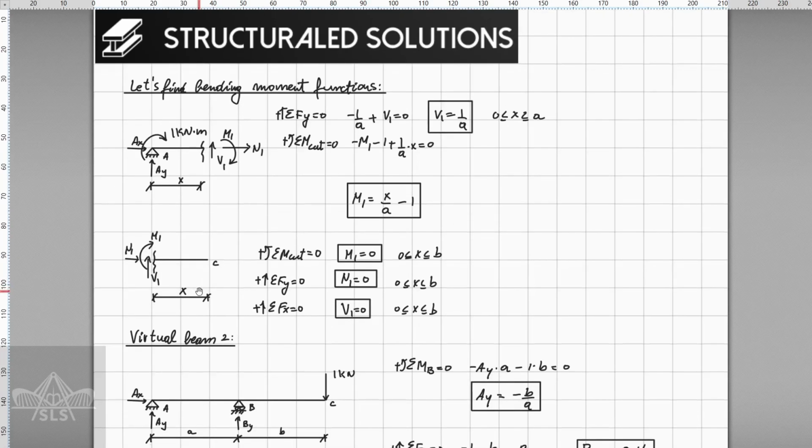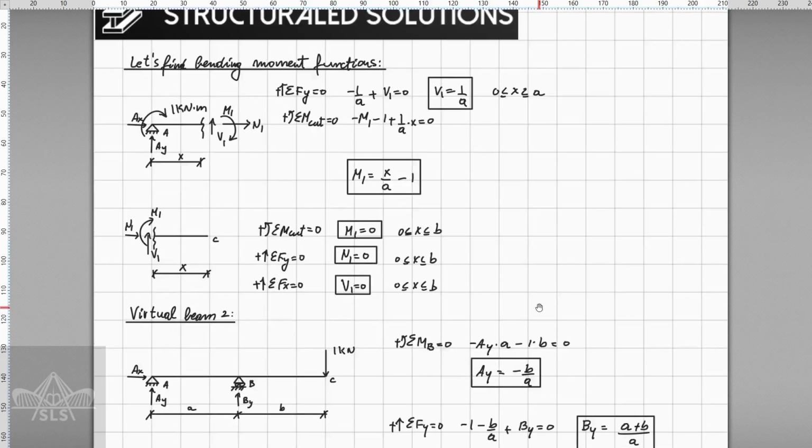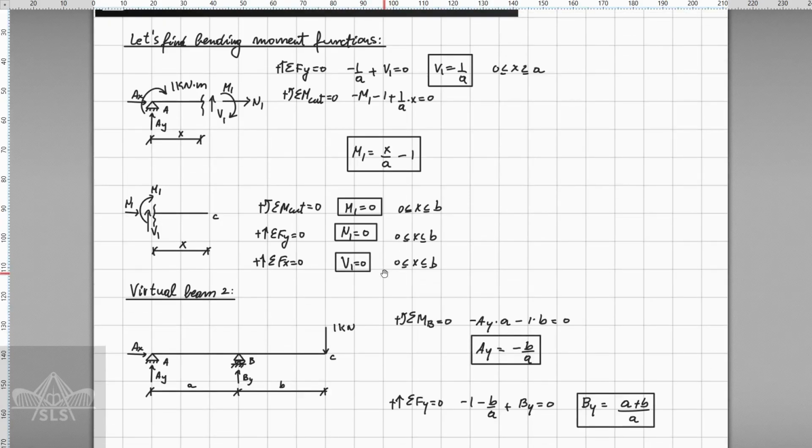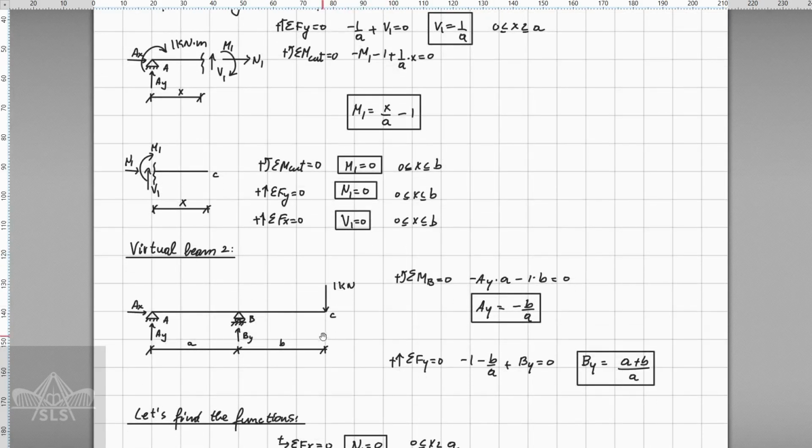Next, we do the same thing for the other cut, and we determine the functions which we are going to use when finding those rotations and displacements where we want. In addition, I also solved the virtual beam, for which we need to determine the displacement at joint C.